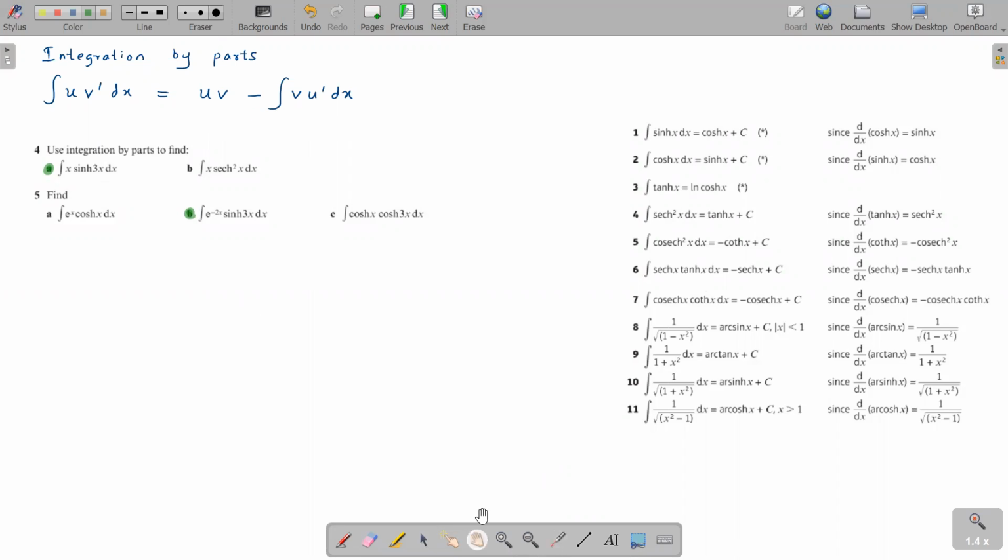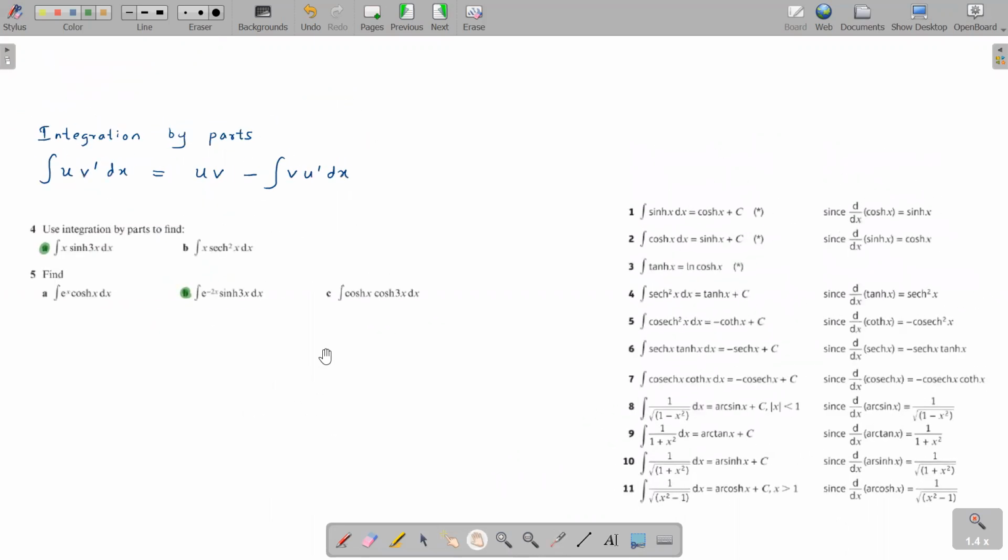So do you remember how v dash becomes v? V dash becomes v through what? Integration. V dash becomes v through integration, and u becomes u dash. From u to u dash, you have to differentiate. So that's it. Basically what you have here is two variables. One variable you choose to differentiate.